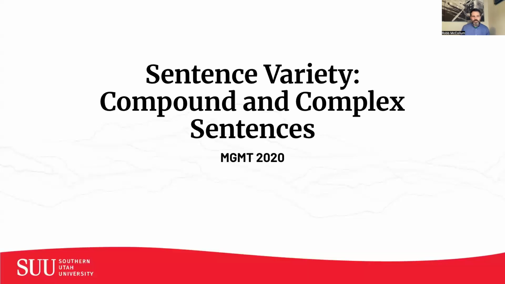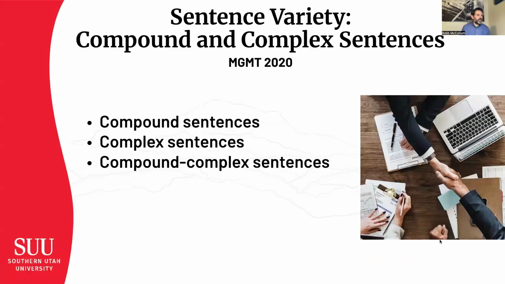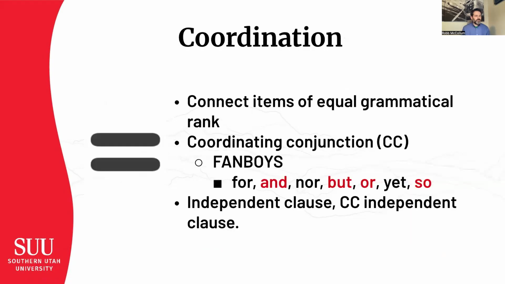Welcome to Management 2020. In this video, we'll talk about another way to achieve sentence variety, and that's through compound and complex sentences. So we'll look at compound sentences and complex sentences, and we'll also look at an example of a compound complex sentence. So compound sentences are generated through the process of coordination.